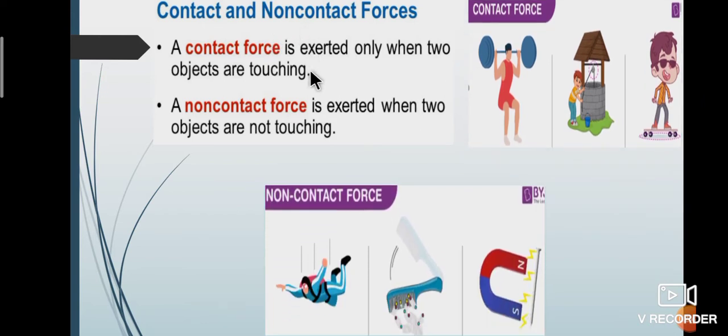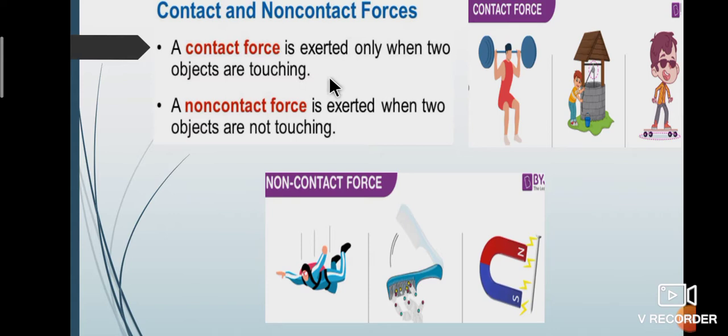What is contact force? A contact force is exerted only when two objects are touching. Example: weightlifting, pulling water out of a well, skating, etc. Then what is non-contact force? A non-contact force is exerted when two objects are not touching. Example: gravitational force in swimming, electrostatic force in a comb with tiny particles, magnetic force between an iron nail and an object.